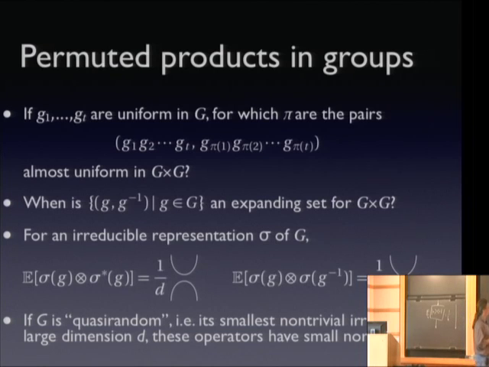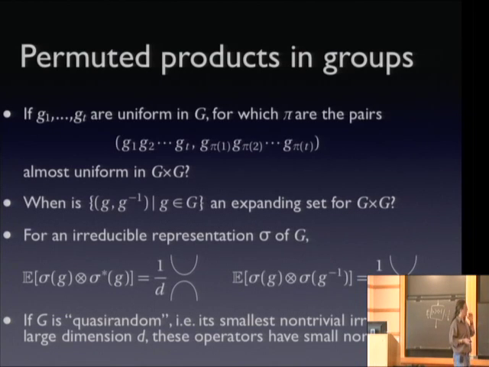So one would be to fix a set of group elements and then change the order in which you multiply them together. And intuitively, if the group is highly non-abelian in some sense, and if you took enough of these elements, you might get something like a uniform distribution over the group.